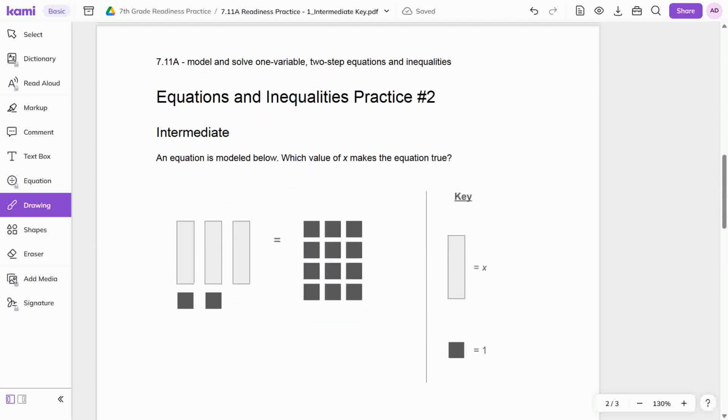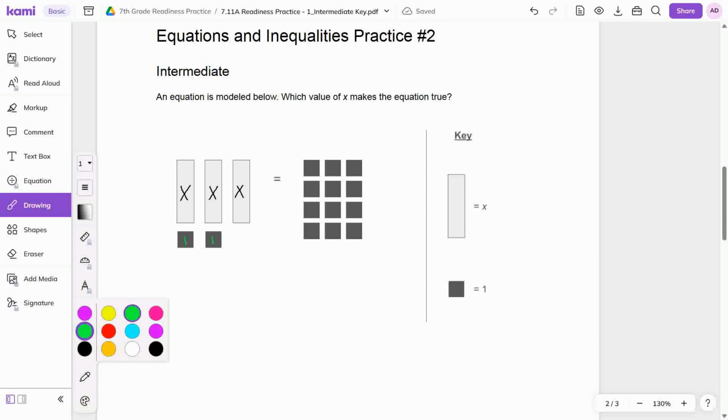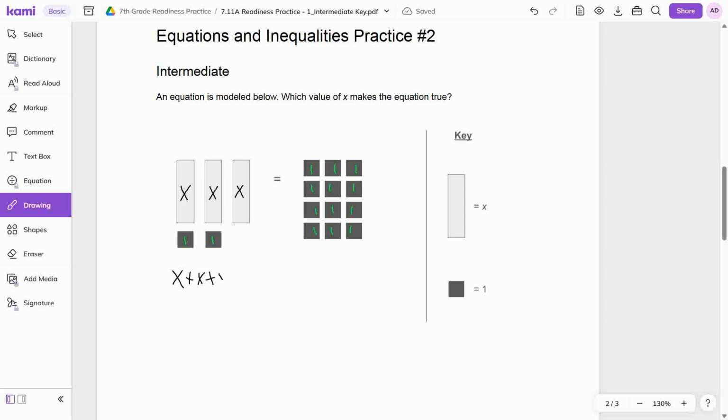For number 2, we actually have a picture here. We've got some algebra tiles, and we need to go ahead and write this equation. And then let's find what value of x makes it true. All right, so the long rectangles are going to be x's. So let's make that x, x, x, and then these are ones, these little dark squares. All right, so really what I'm looking at here is x plus x plus x plus 1 plus 1 equals, and then I've got a whole bunch of ones, right?